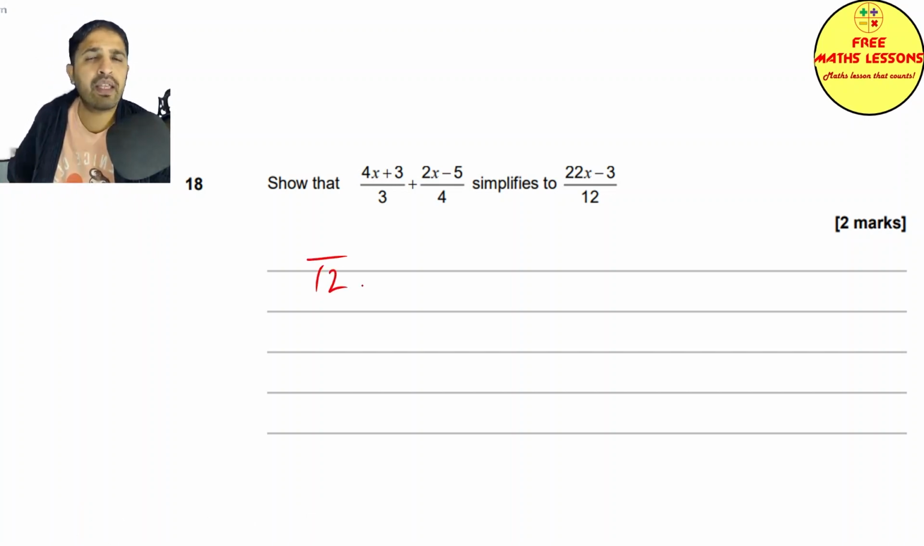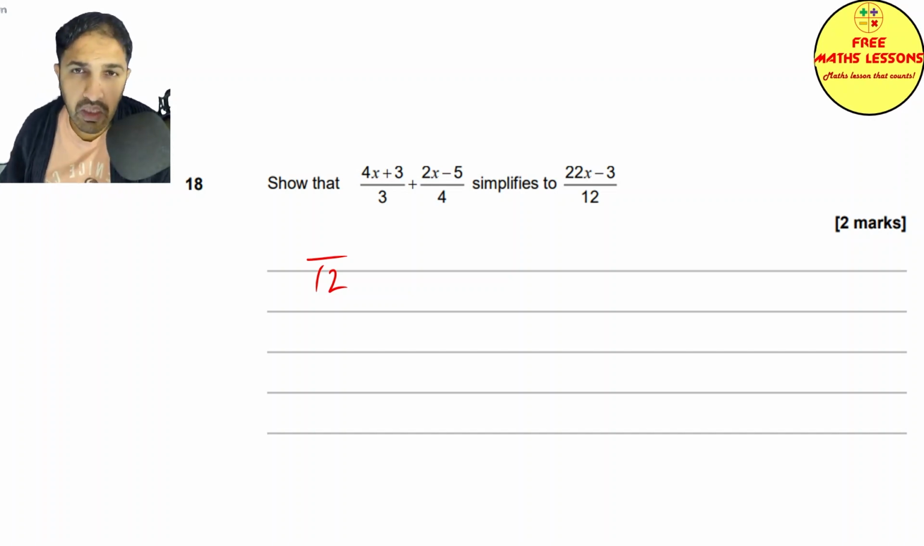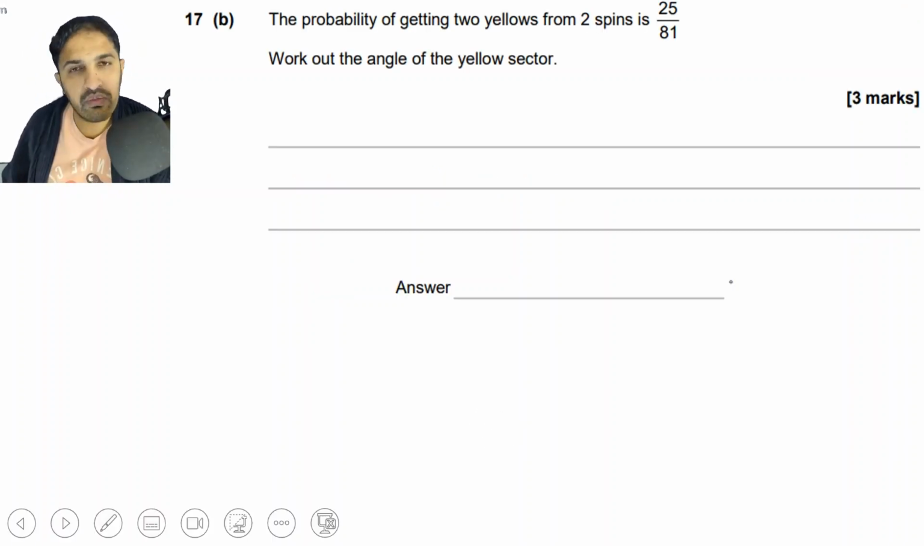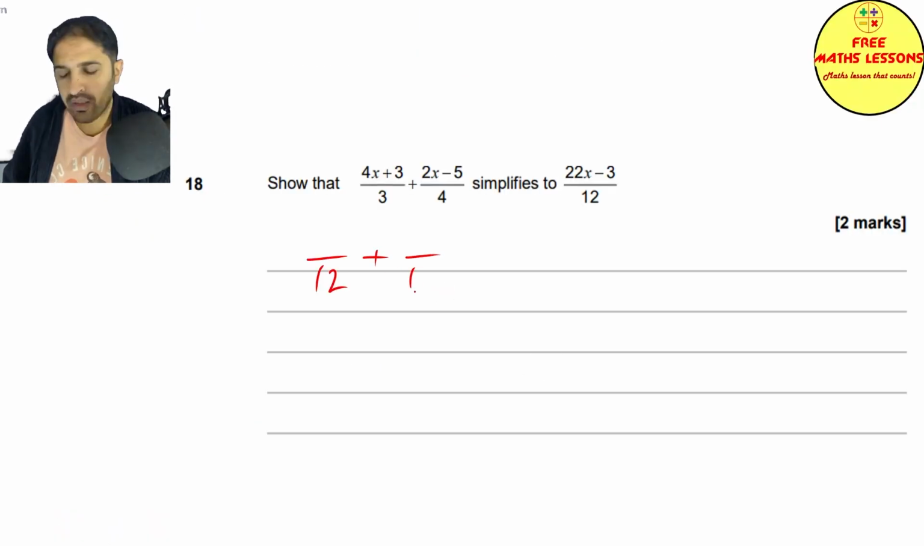Okay, this is where those people who tell you quick hacks to add fractions would struggle. If the only way they knew to add fractions is through those hacks, this is where they struggle. Okay, so we've got the common denominator, which is 12.